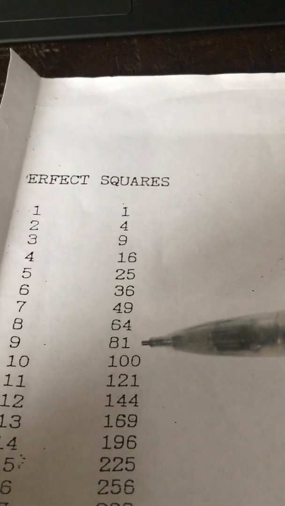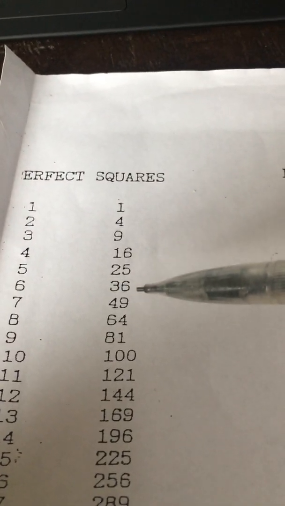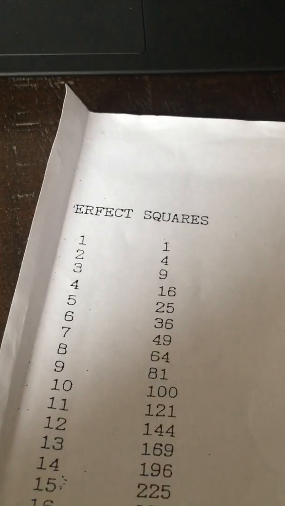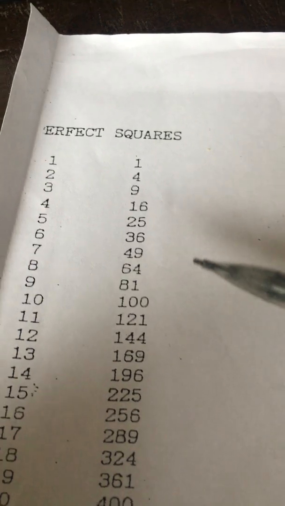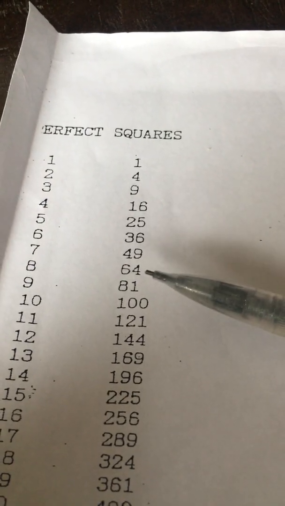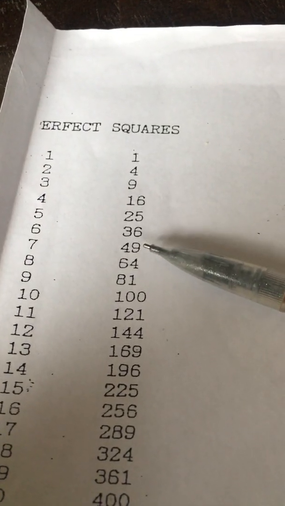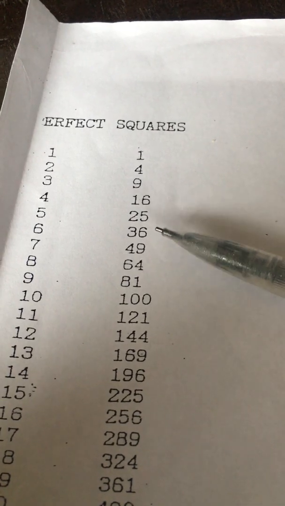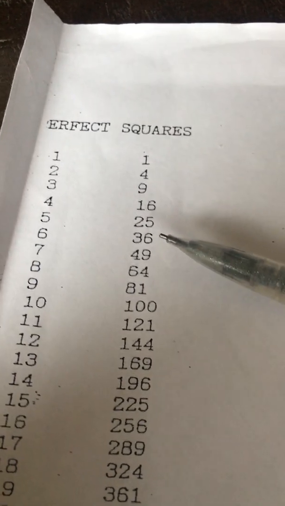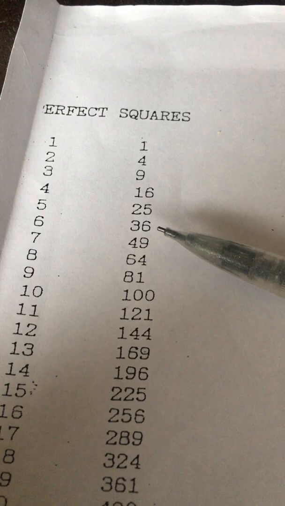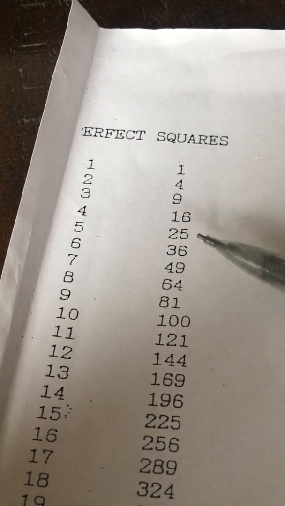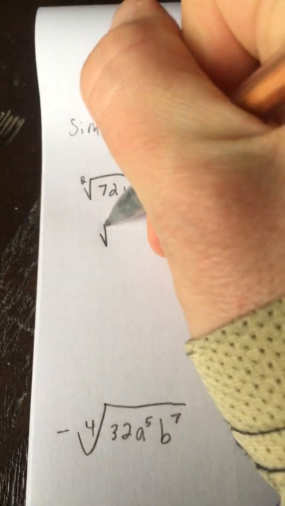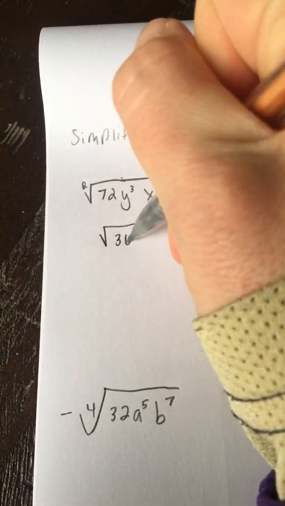72, biggest perfect that goes into 72. I always start with the number closest to 72. So like 64, I start with that. I know that doesn't work. 49, I know that doesn't work. 36 possibly. So I just tried dividing and it does work. So 36 is the biggest perfect, not 9. 36 times 2. So under this root, I'm going to write 36 times 2.